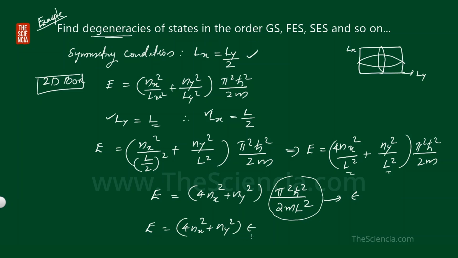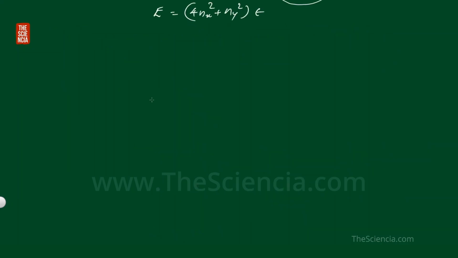Now the question is to find out the degeneracies. How did we solve the degeneracy problem in the earlier case? We considered nx and ny. Then we took the combination of nx and ny. Then we took nx square plus ny square. Then we took its increasing order.